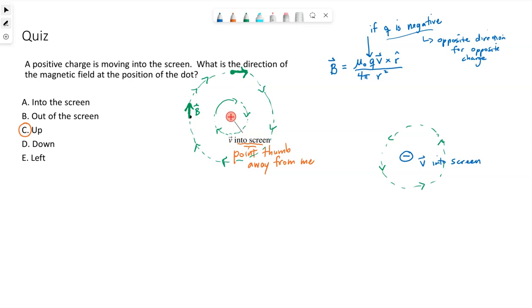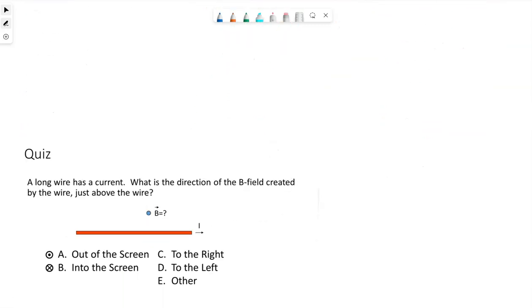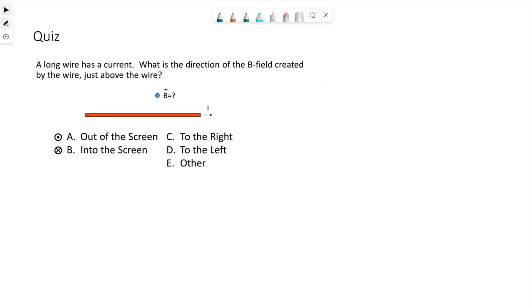All right, I decided on one last question. So one more. The correct answer is A. Now, I know we've been talking about charges specifically, but as a reminder, the traditional definition of current is the flow of positive charges.